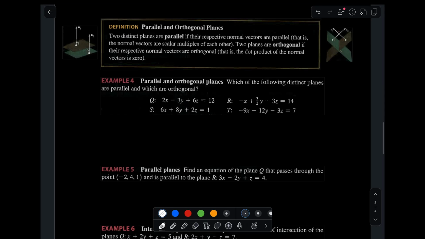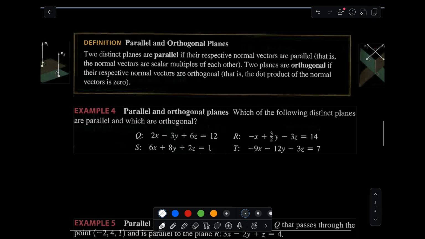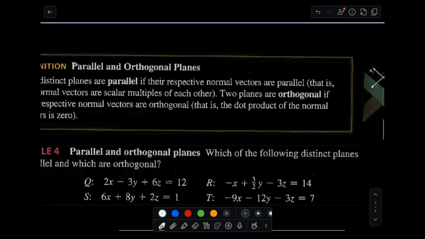And then we get into a technical definition again: parallel and orthogonal planes. If you remember from algebra, if you have parallel lines, your slopes are going to be the same. But how does that work in 3D? Well, you can still have parallel planes. It's just that your d value is going to be different. For example, we could have x plus y plus z equals 9, and x plus y plus z equals 11. These are never going to intersect.